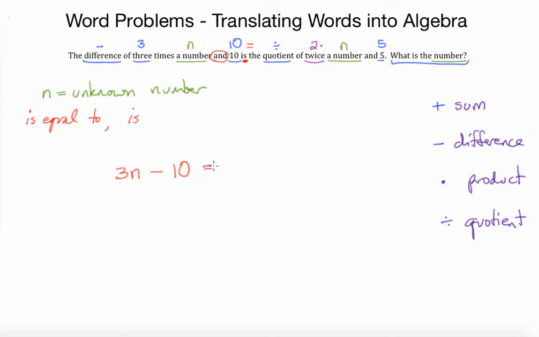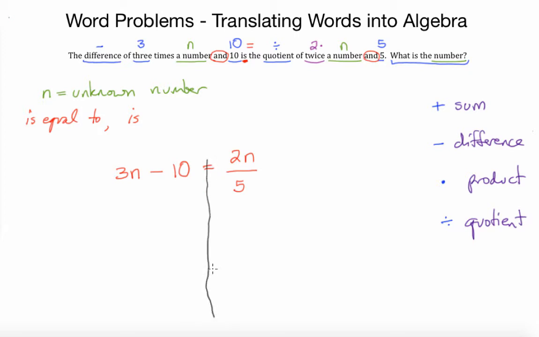Is, I put my equal sign. The quotient, all right, so I got division of 2 things. What am I dividing? Let's look for that word and. So I'm dividing twice a number and 5. So twice a number divided by 5. And there we go. We've just set up our equation. Got some division, got some multiplication, got some subtraction. The only thing we're missing is addition on this one. But let's go ahead and solve it out. We're asked to find what's the number.